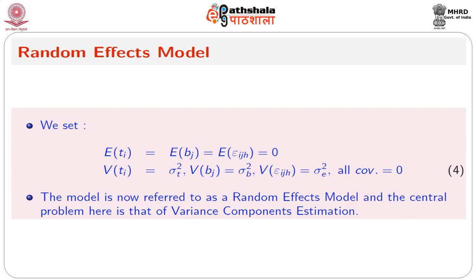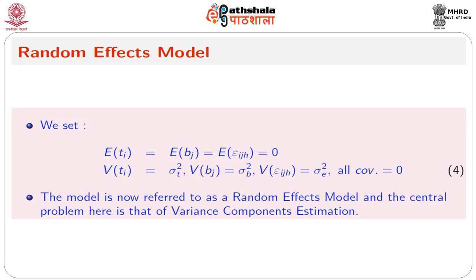So we set expected Ti equal to expected Bj equal to 0, variance of Ti, that is one component of variation, sigma square T, variance of Bj, the other component of variation, sigma square B, and of course we have the variance of the error, good old sigma square E, and we assume that all covariances are 0.